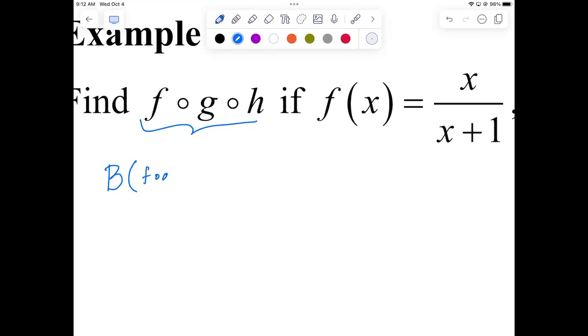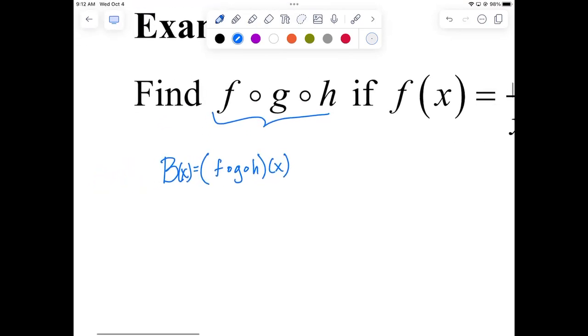F of G of H of X. I'm sorry, it's not B. It's B of X equals F of G of H of X. Sorry, I was not thinking.